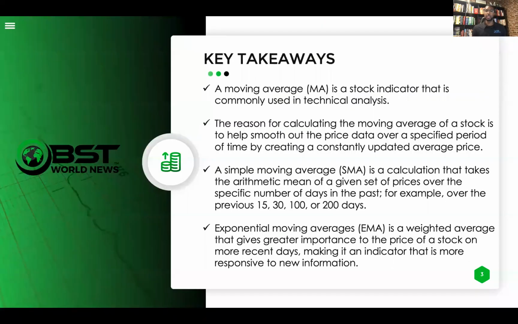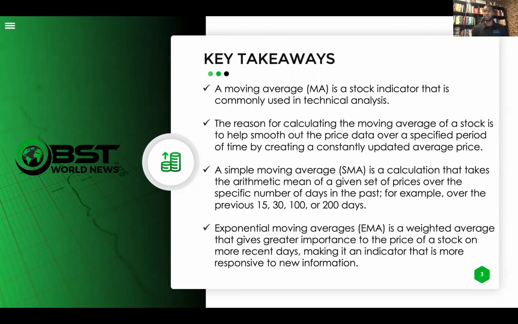All right, so key takeaways: a moving average is a stock indicator that is commonly used in technical analysis. The reason for calculating the moving average of a stock is to help smooth out the price data over a specified period of time by creating a constantly updated average price. A simple moving average is a calculation that takes the arithmetic mean of a given set of prices over the specific number of days in the past. For example, over the previous 15, 30, 100, or 200 days.